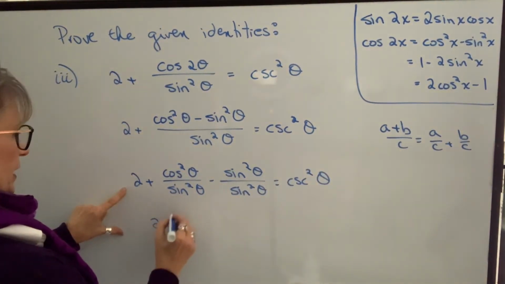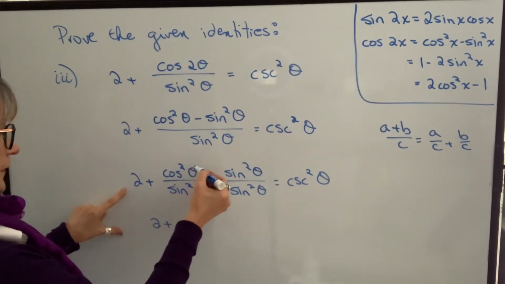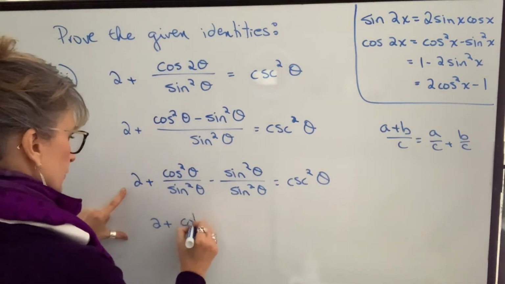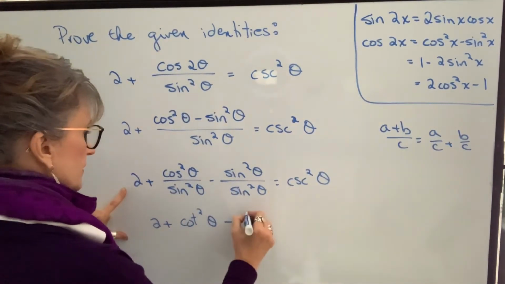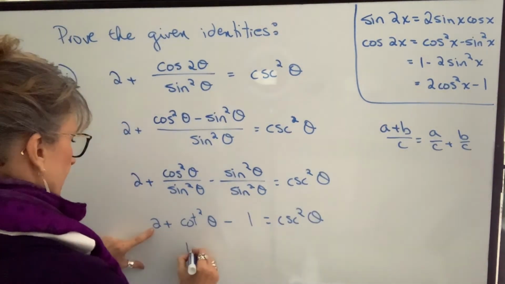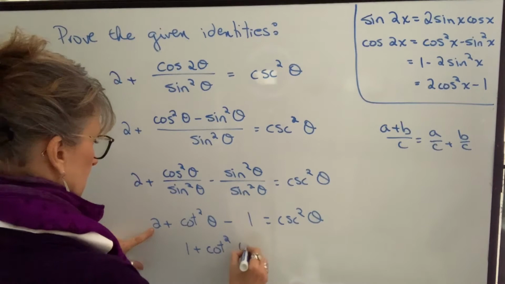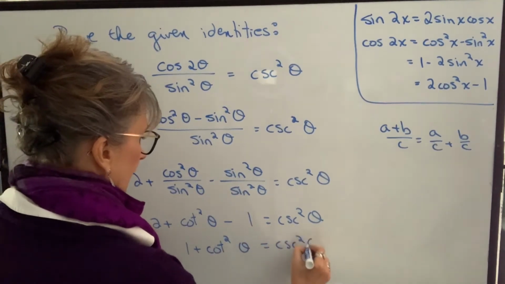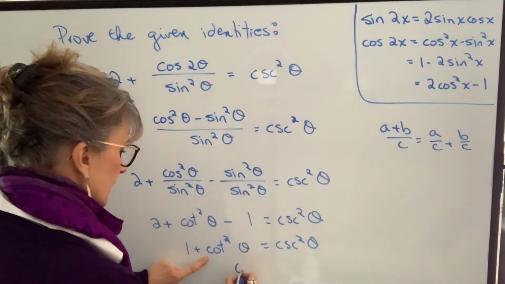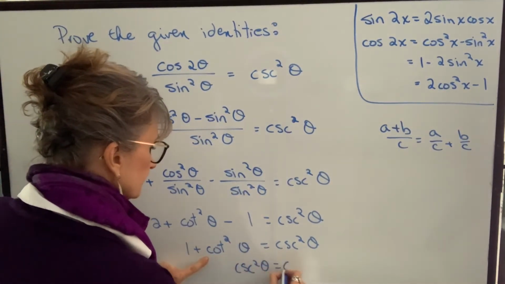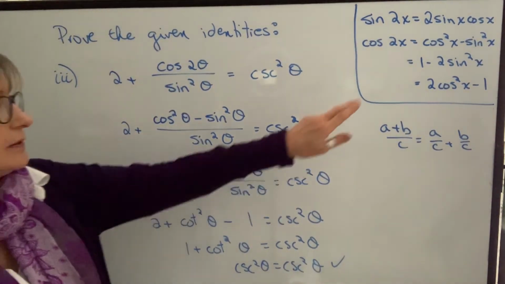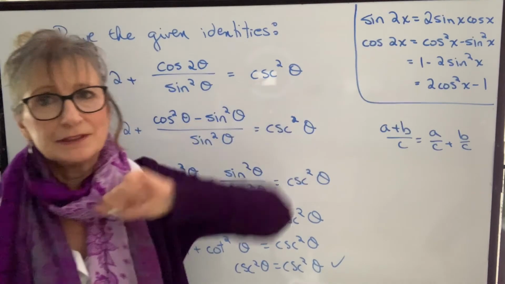And then I can express this. I know that cosine θ over sine θ is cotangent θ, and it's squared, so that will be cotangent squared θ minus 1. 2 minus 1 is 1. And if you look at your Pythagorean identities, 1 plus cotangent squared θ is cosecant squared θ. So I've proven the identity using my first double angle cos identity.